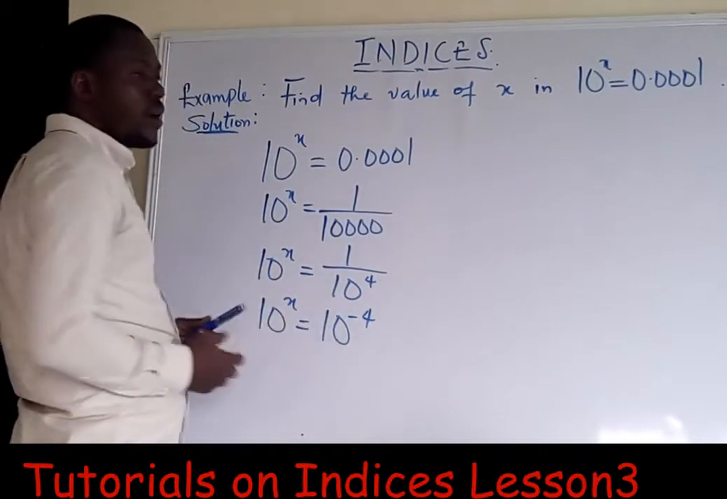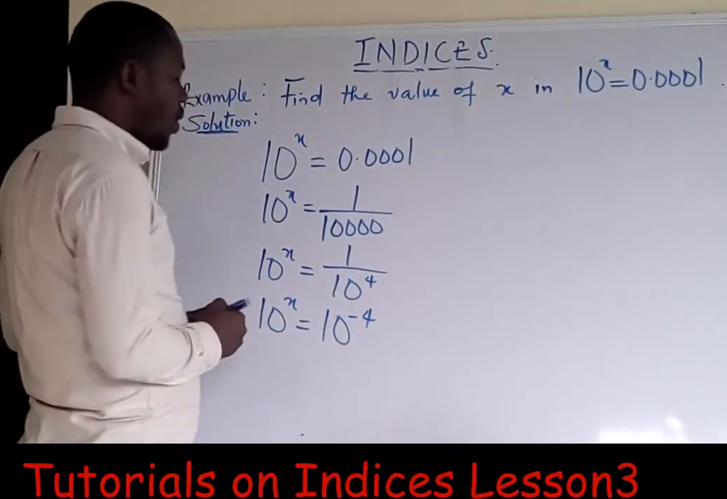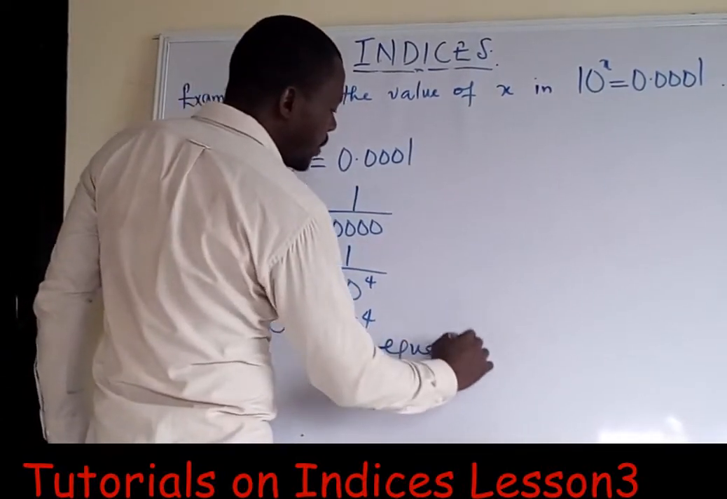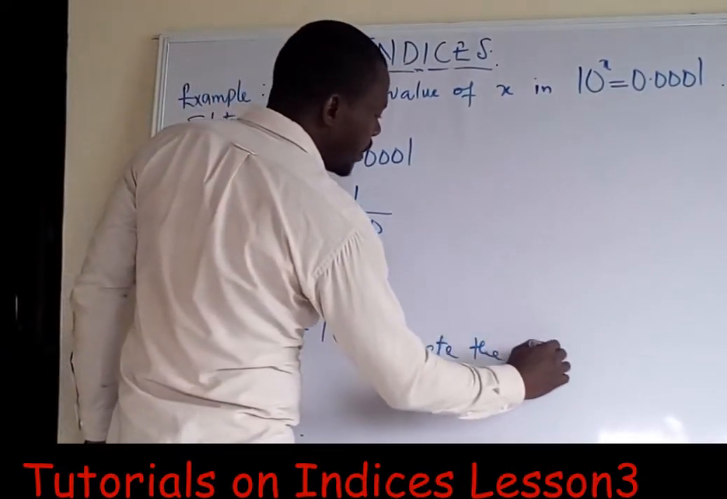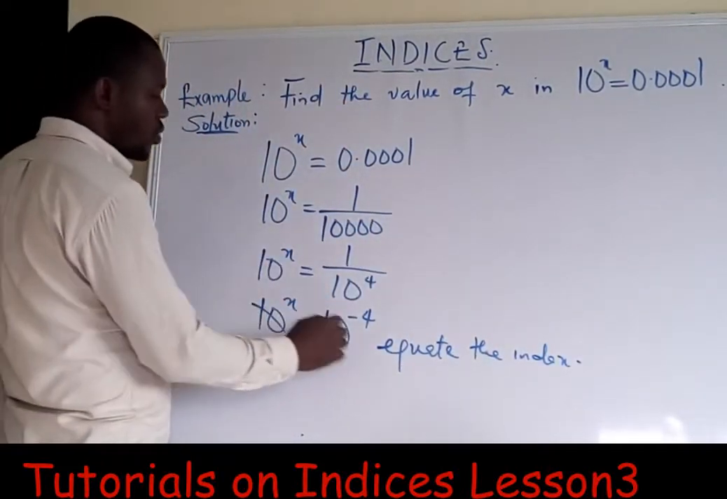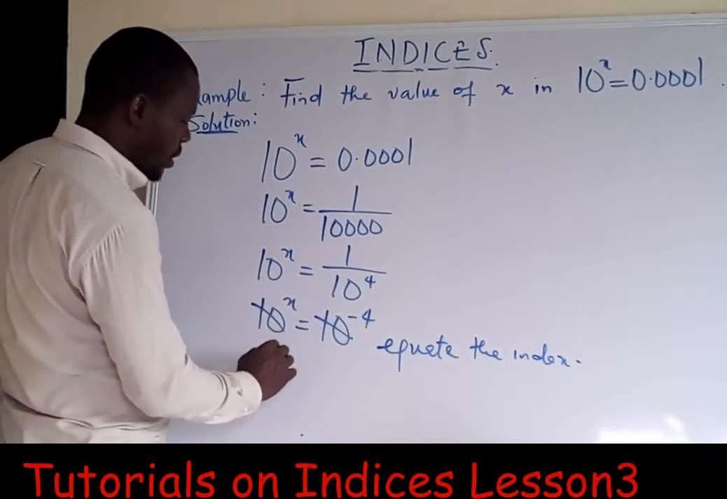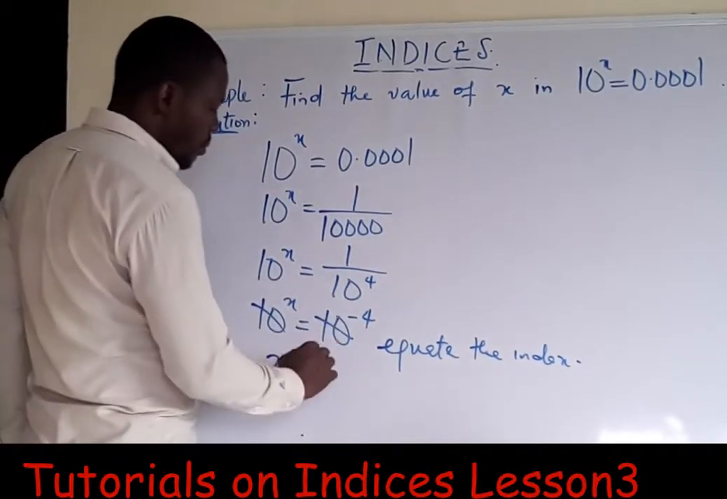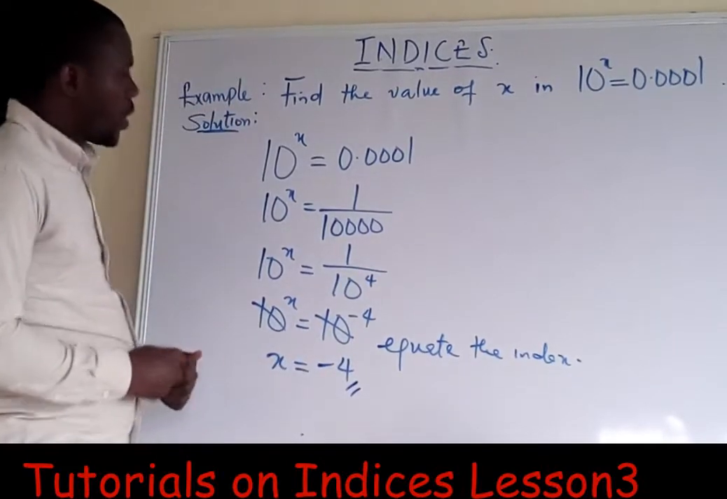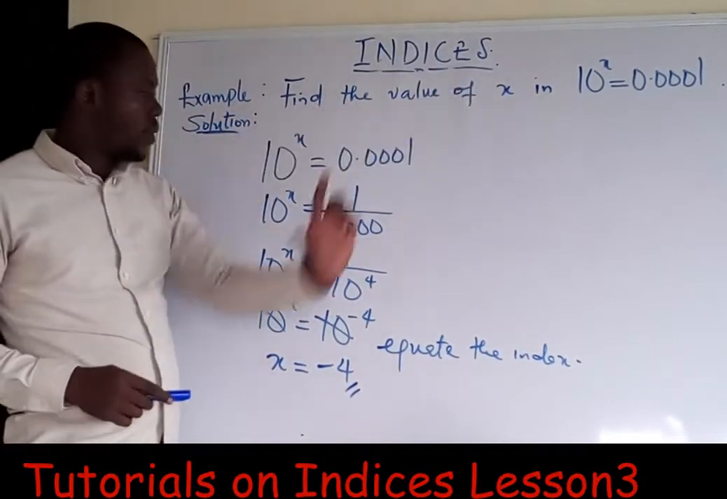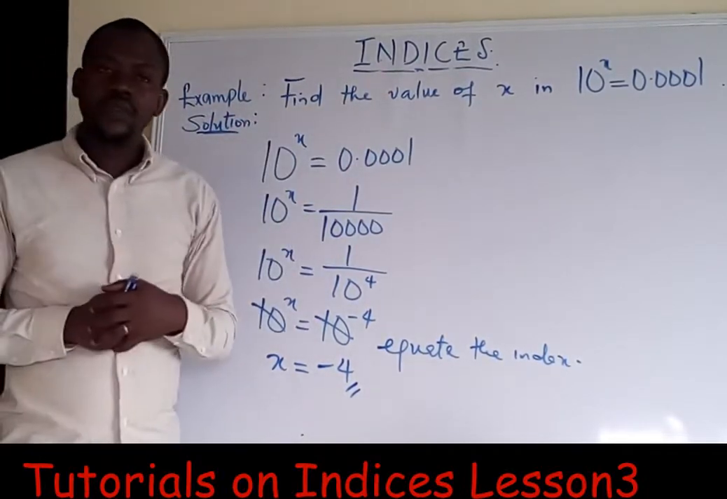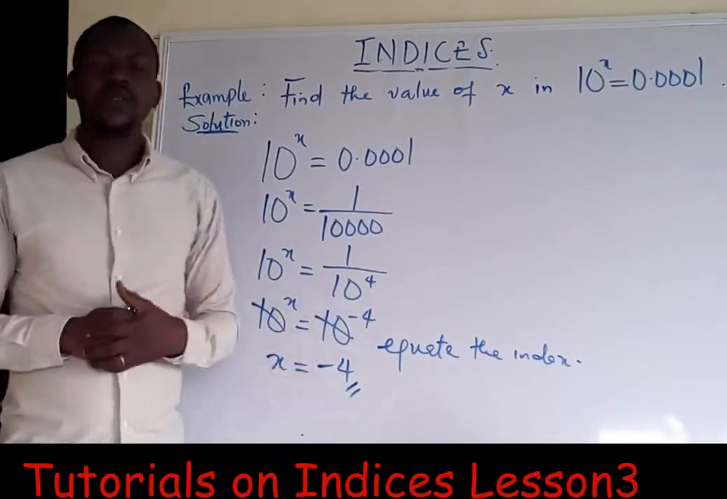And now, we've gotten to this level. I'll just equate the index. So for me to equate the index now, this one and this one will go. So what is left in the index? x equals minus 4. And that's the value of our x in this particular question. So if you are given a question like this, this is the approach you are going to give to it, and this is the answer to the question.